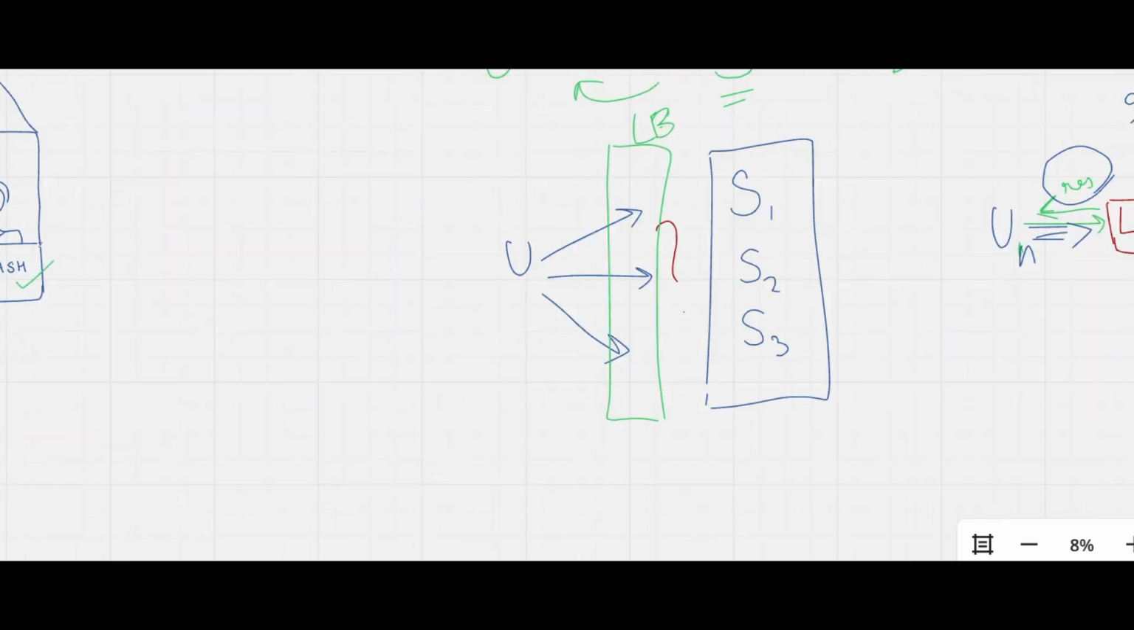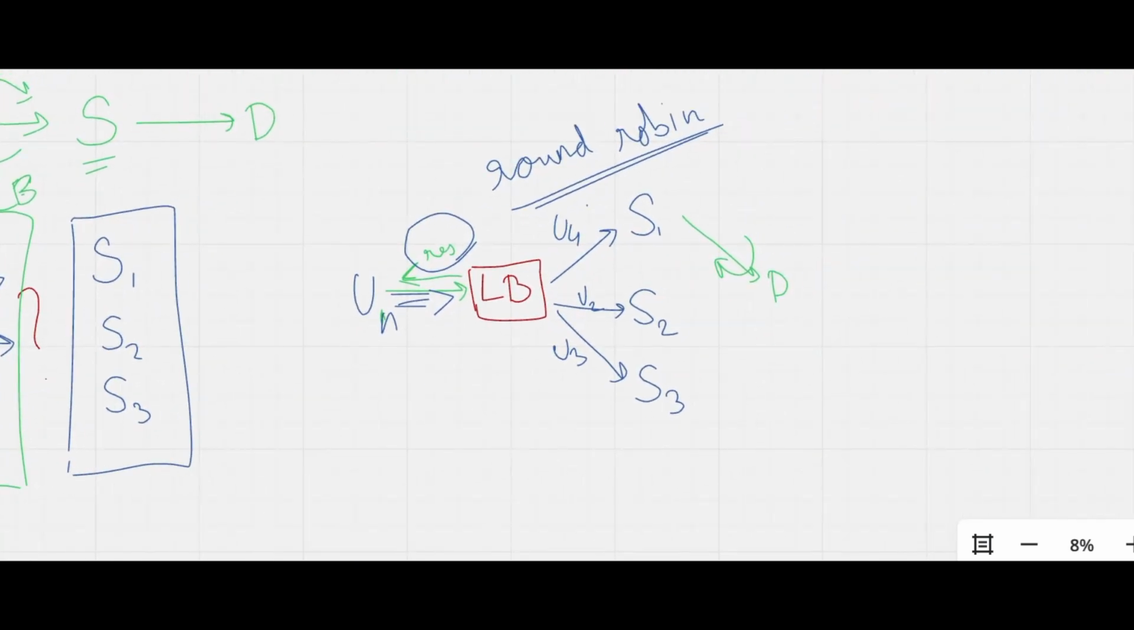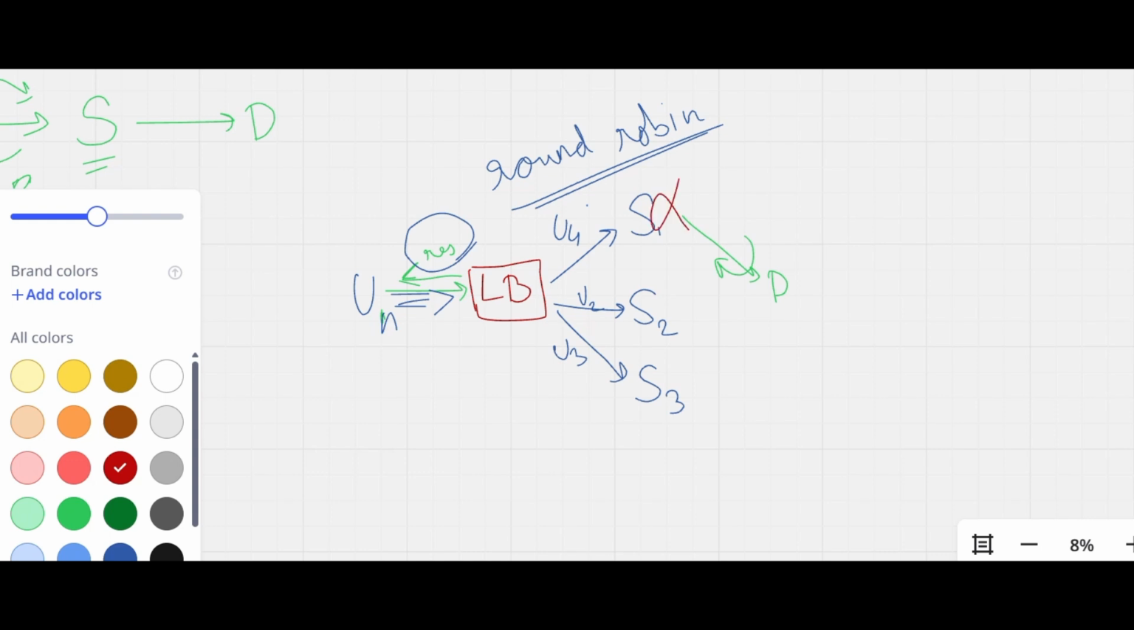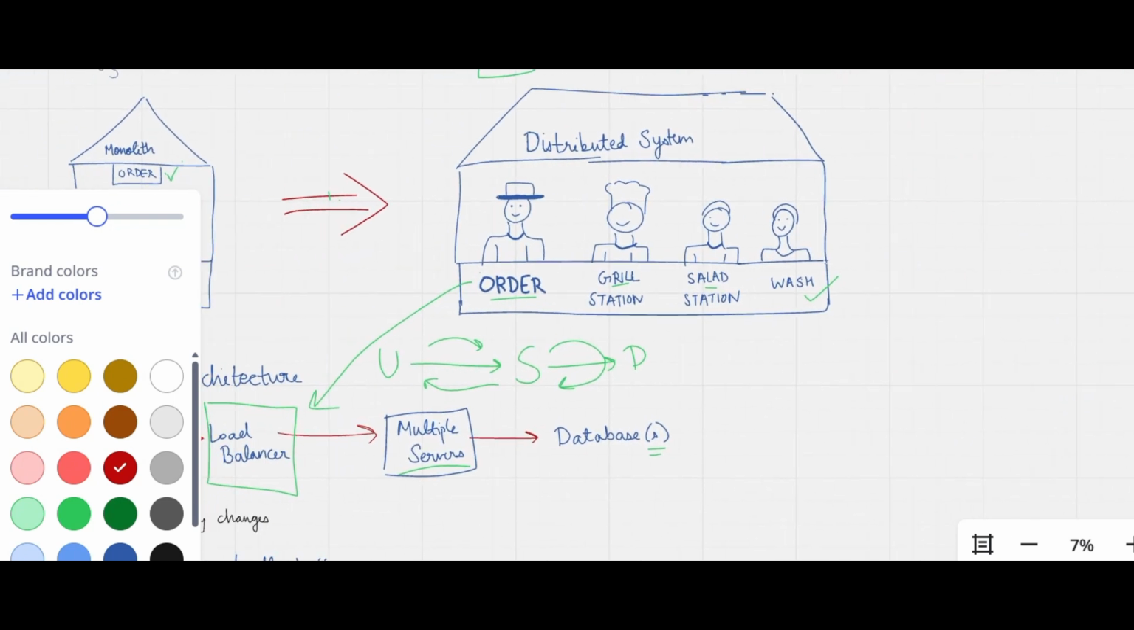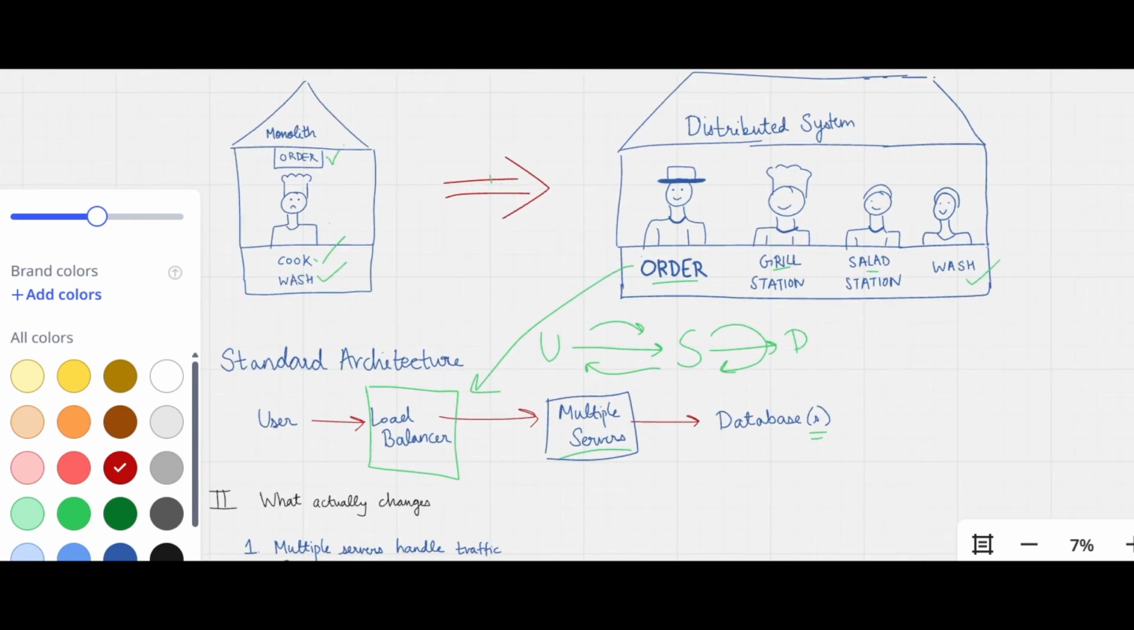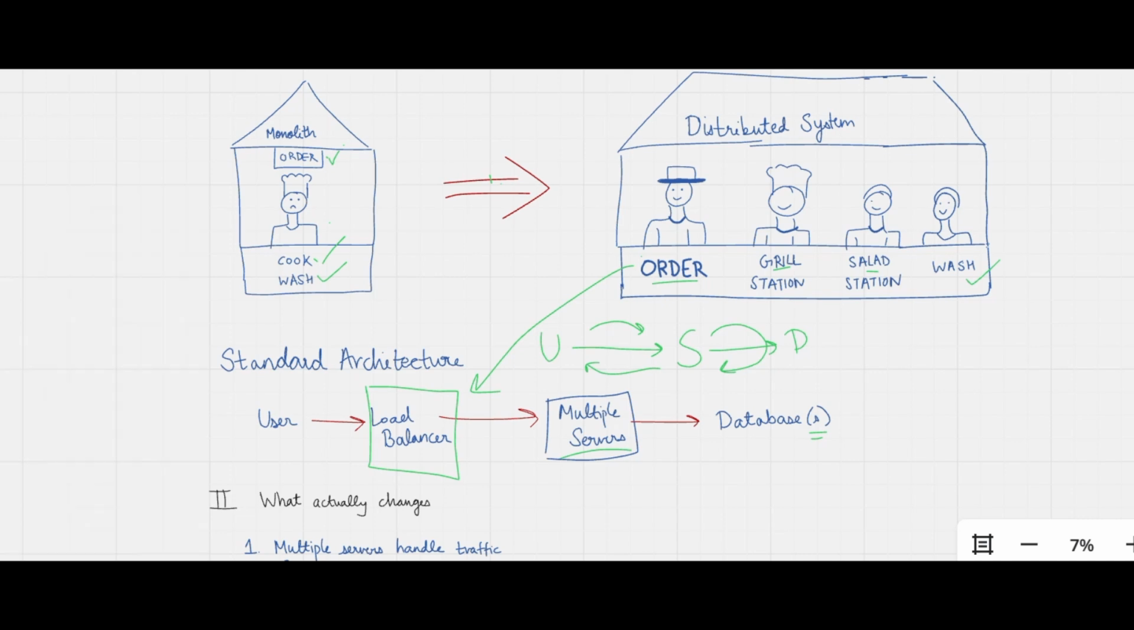So if one of these servers goes down, for example, let's say S1 goes down, then the load balancer will redirect these requests to either S2 or S3. Basically, if a server goes down, the user will not face any problem and the load balancer will redirect all the requests until S1 is back again. That is how a distributed system is very helpful when servers or even databases go down. That is how it is helpful for the user and the user experience.